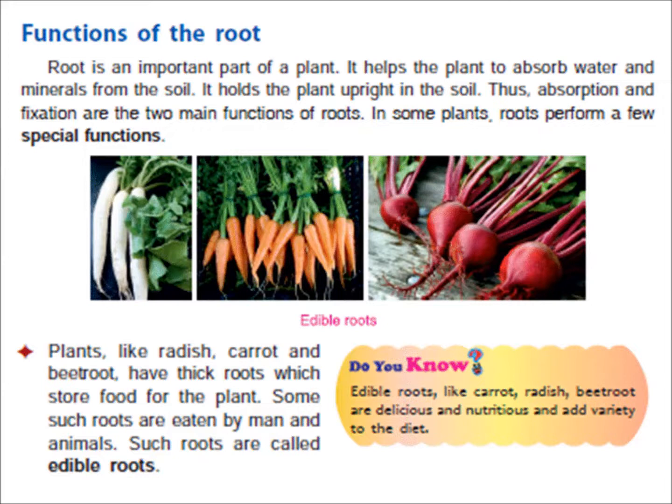So once again, in another way, we can say that those roots which store food and are used as food are called edible roots. Examples of such roots are radish, beetroot, turnip. Here in the corner, it says, do you know? Edible roots like carrot, radish, beetroot are delicious and nutritious and add variety to the diet. So, this is the definition of edible root, and I think all of you have understood these topics.